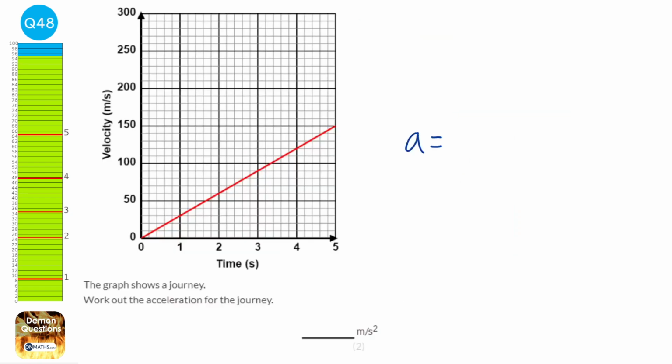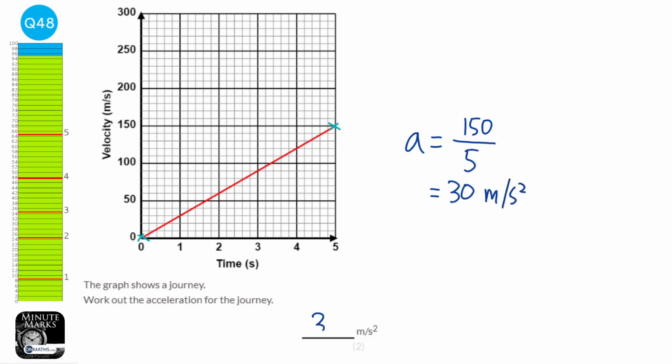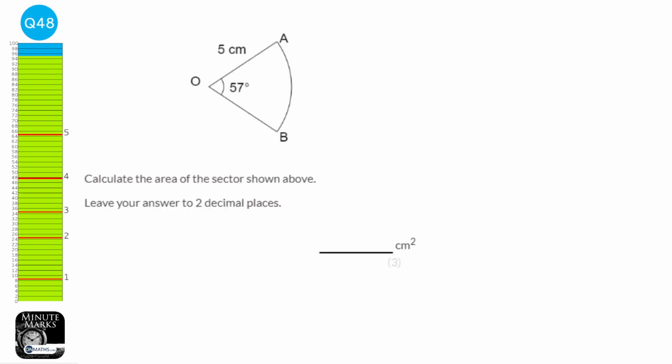Acceleration is change in velocity over change in time. So change in velocity where it starts at 0 and goes up to 150. So that would be 150 over the change in time. Well, the time starts at 0 and goes up to 5, so that's 5. And so 150 divided by 5 is 30. The velocity is in meters per second, the time is in seconds, so the units will be meters per second squared. So it's 30 meters per second squared.